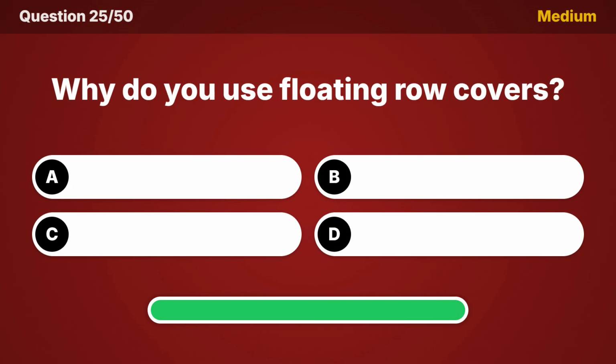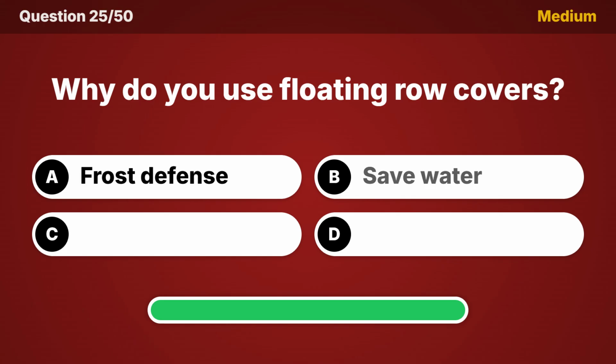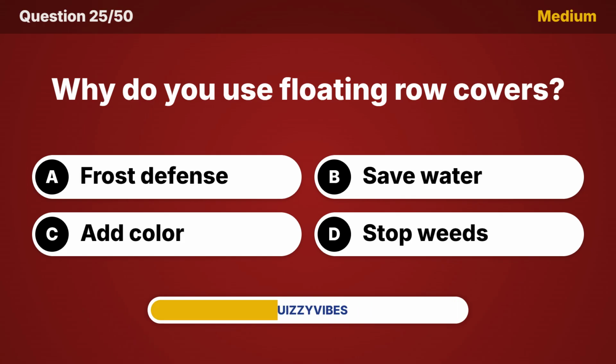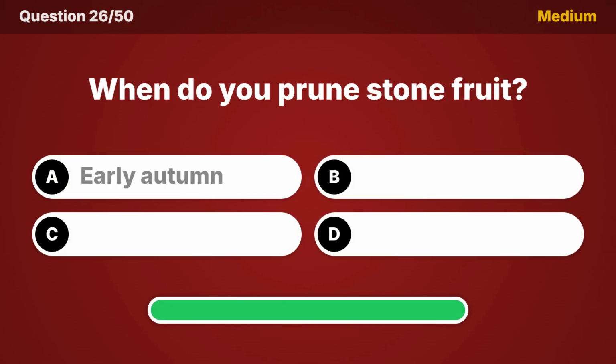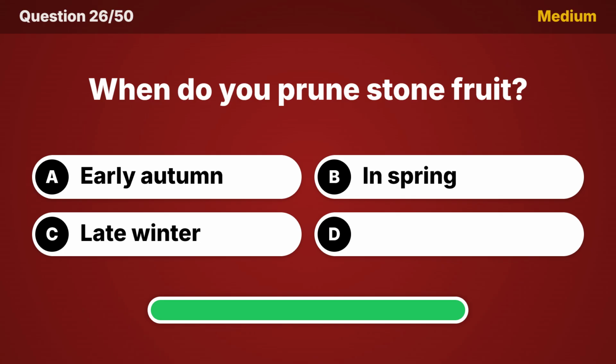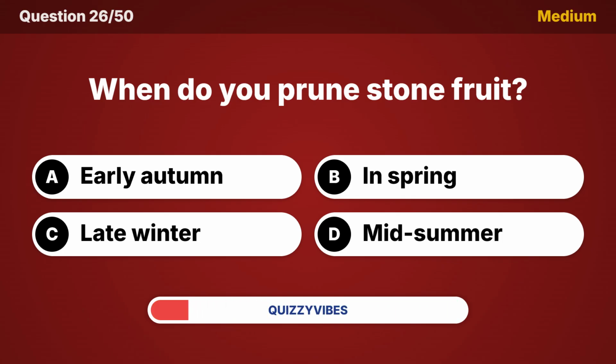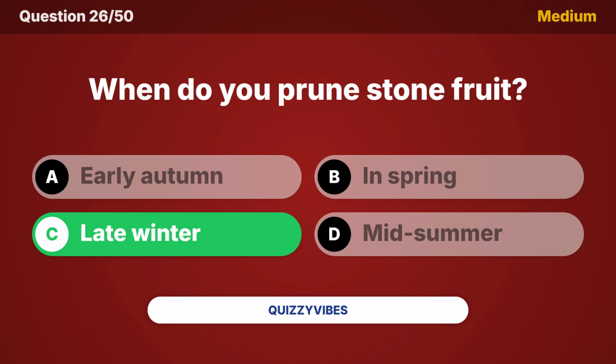Why do you use floating row covers? Answer. Frost defense. When do you prune stone fruit? Time's up. It's late winter.